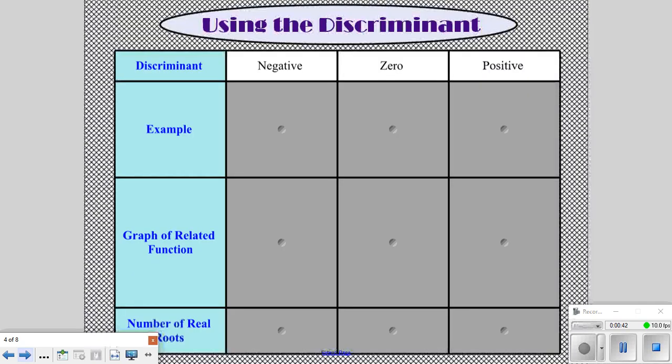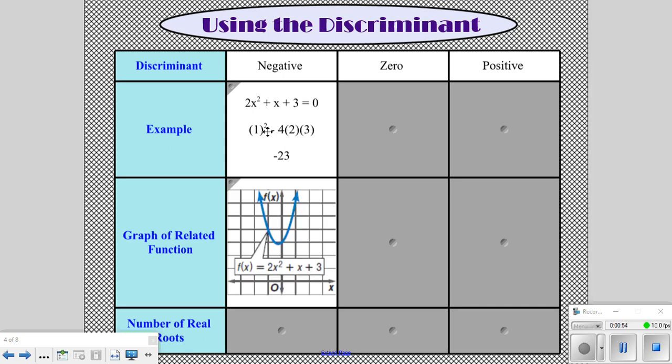Using the discriminant, if we get a negative answer, for example negative 23, the graph might look something like this, where our graph is not touching the x-axis at all. So if we get a negative number, that means our graph does not touch our x-axis at all, and that means we have zero solutions.